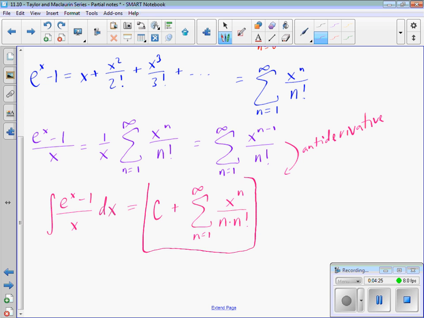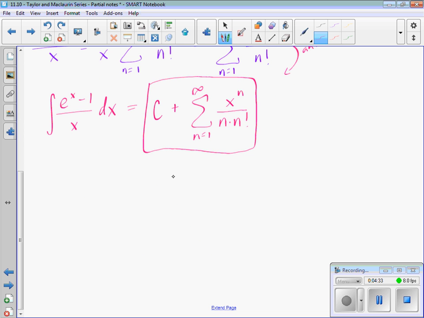Now the other thing they might ask you to do is to find the radius of convergence. So if I want to find the radius of convergence, you don't have to worry about the c plus part, but then we do what? The ratio test. So let's go ahead and do radius of convergence.